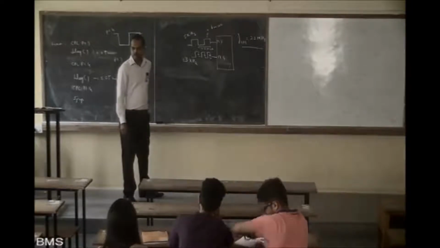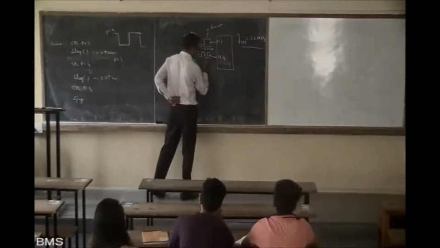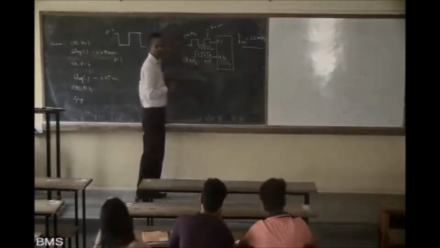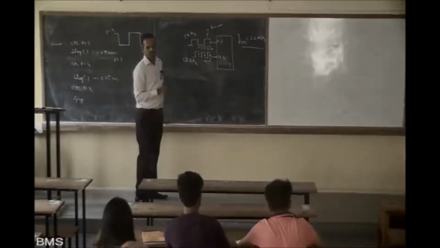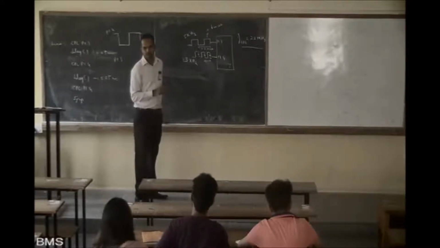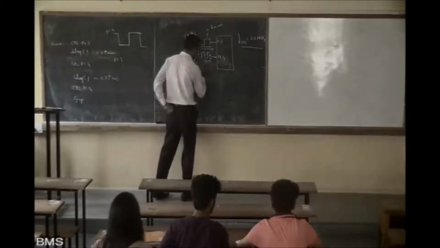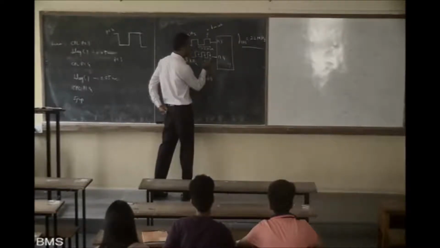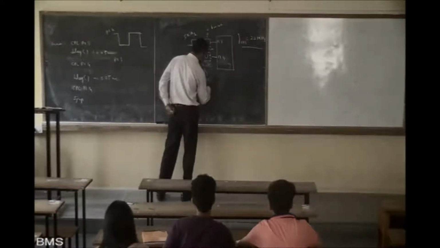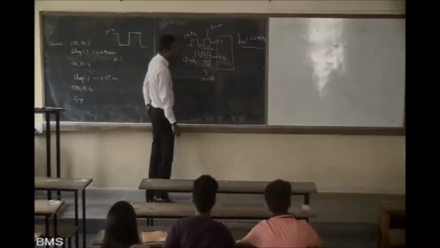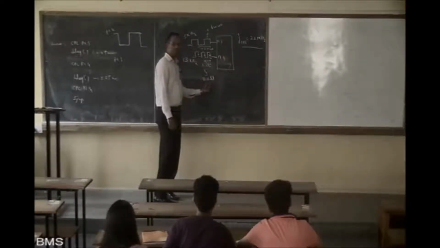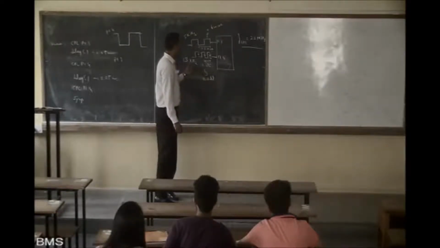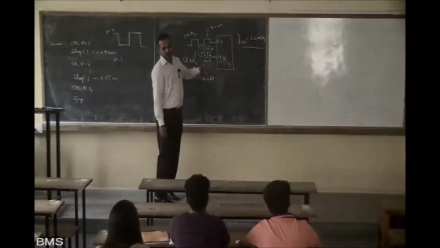For 13 kilohertz, what is the time duration for one pulse? 1 by 13. How much? 0.07632, no? Divided by 2, I have to take one pulse duration. 38. Correct? Right. So this is the minimum required time delay for 13 kilohertz. 0.1 millisecond is for this one now.